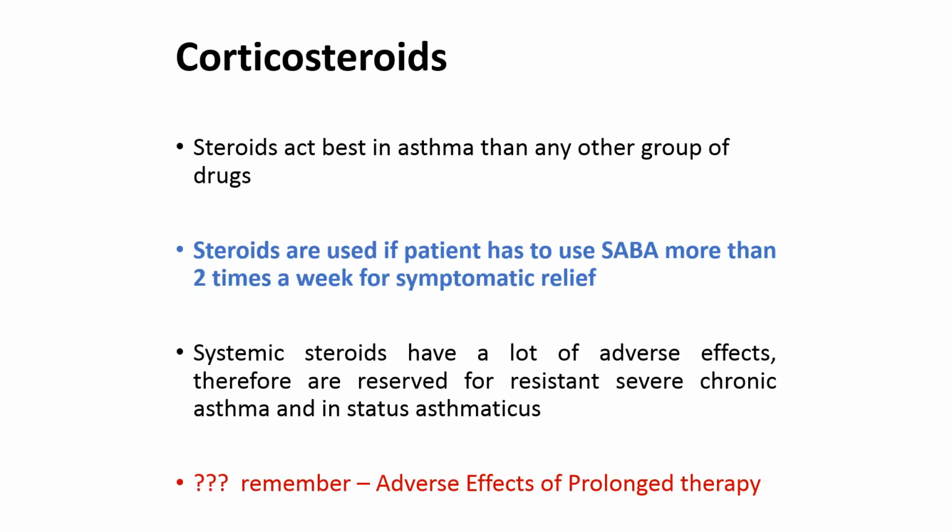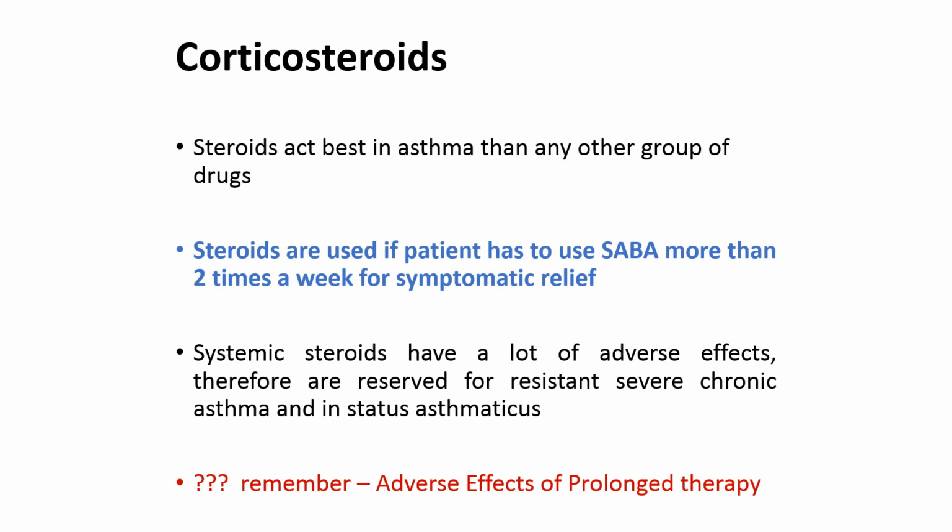So steroids are used if the patient has to use the short-acting beta-2 agonist more than 2 times in a week for symptomatic relief. We will discuss this just after a few minutes. In bronchial asthma, we follow a stepwise pattern for the treatment. In step 1, if you get any attack of bronchial asthma, as and when required, you can use the short-acting beta-2 agonist inhalers.